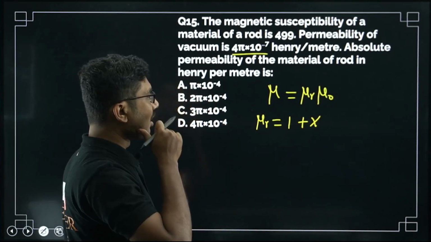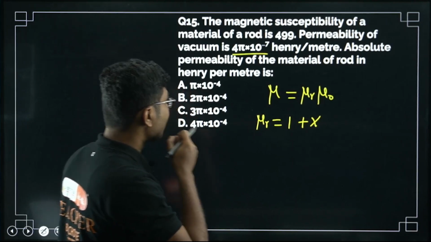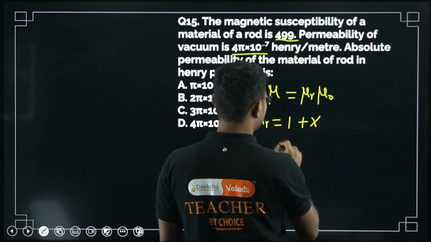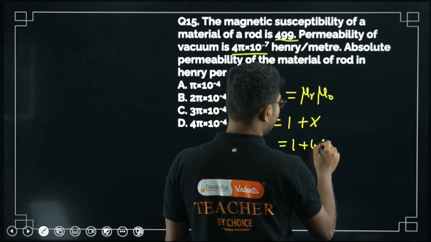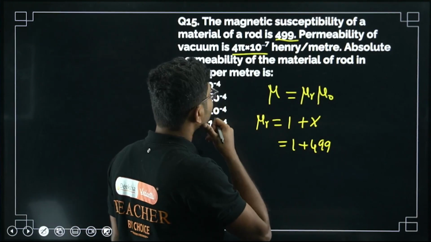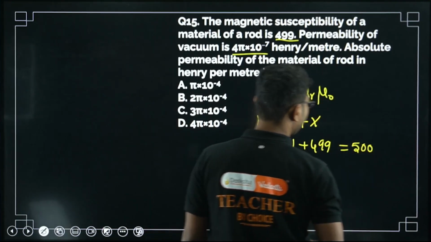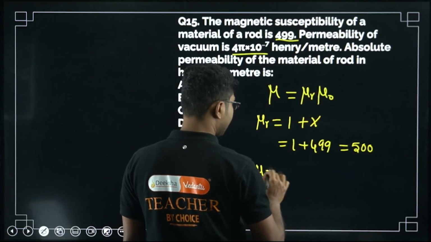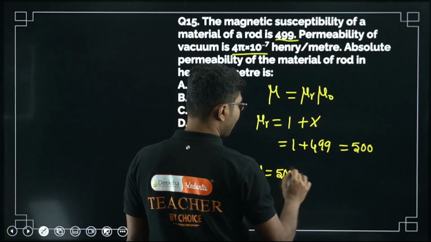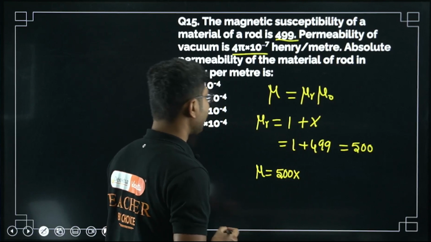Now, what will happen? Chi is given as 499, so 1 plus 499. Susceptibility is given as 499, so mu r, the relative permeability, is 500. So absolute permeability is... simple problems. You have to practice this kind of problems again and again.